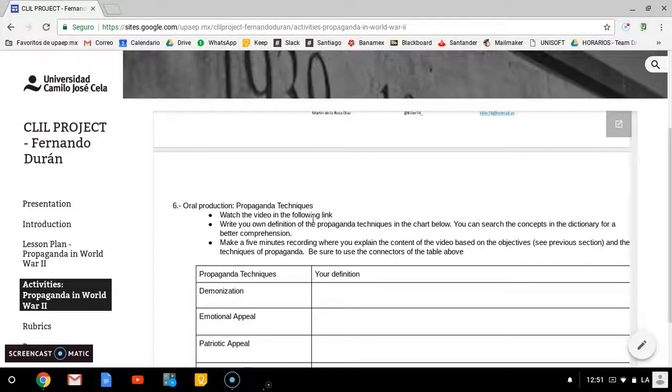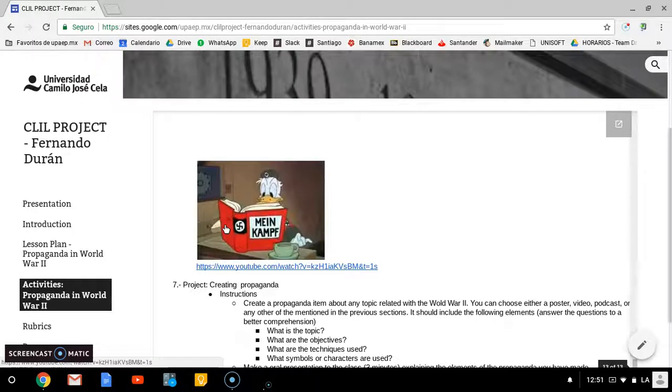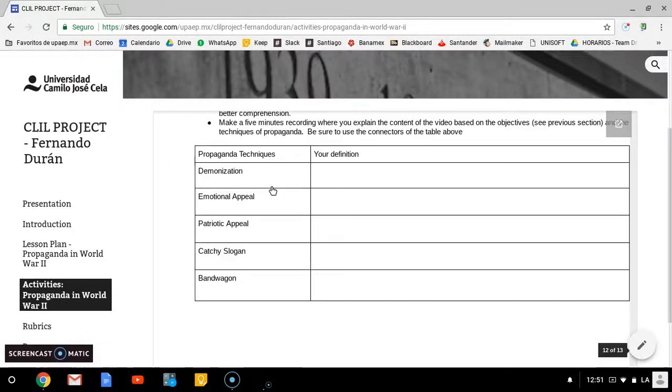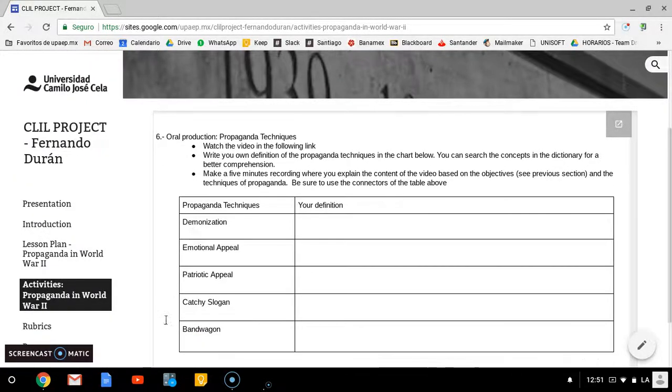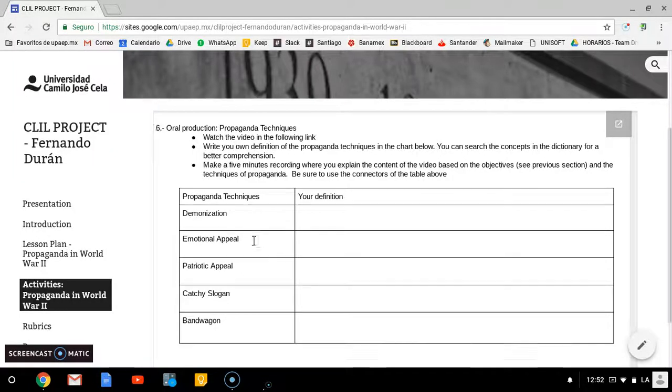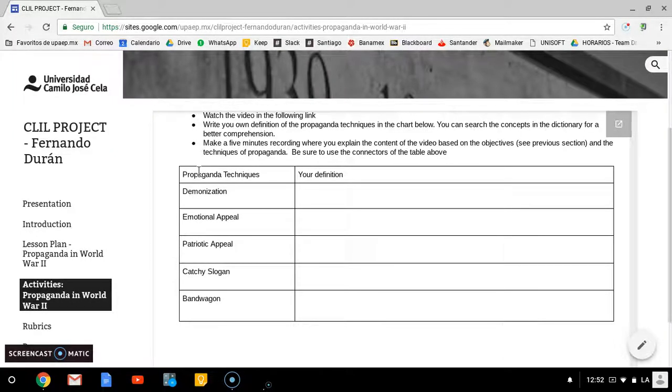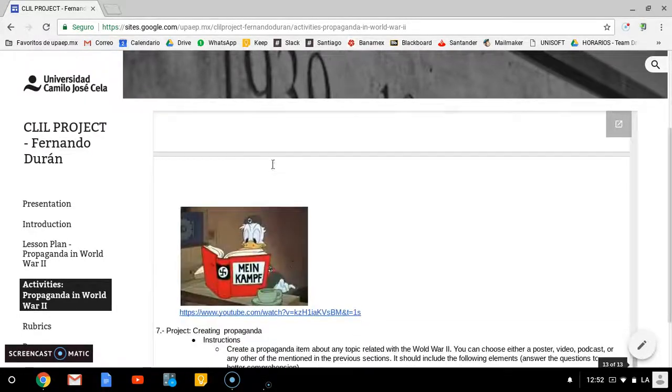And finally, the oral production. They have to watch a video. Right here they have the link to a video. It's a really funny video from Disney. And they have to write their own definitions of these propaganda techniques. The students can use the dictionary if they need it for a better comprehension of these topics. And then they have to make a 5-minute recording explaining this video.